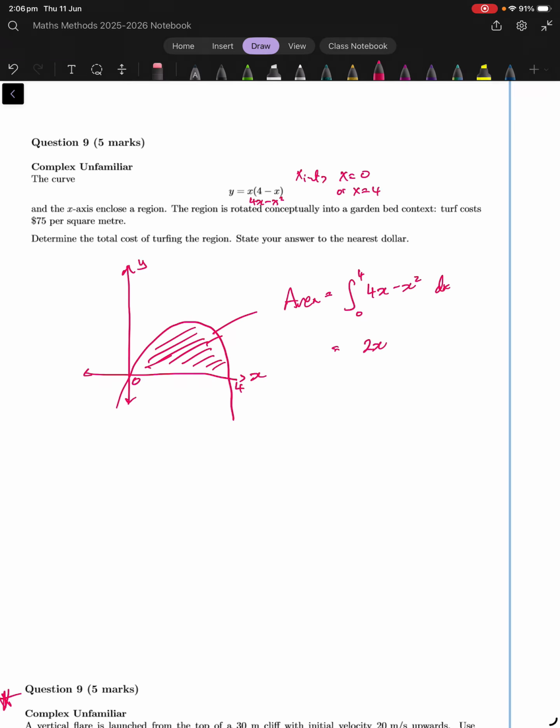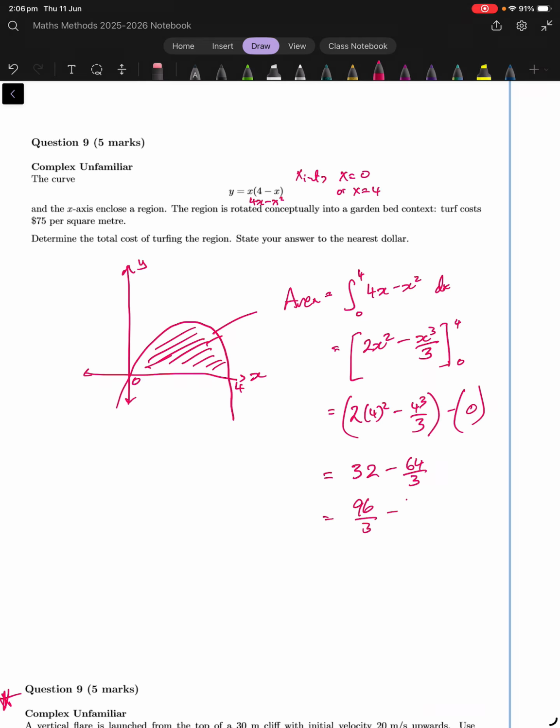So it's going to become 2x squared minus x cubed over 3. And I'm going to substitute in 4 and 0. 2 times 4 squared minus 4 cubed over 3. And then I subtract what I get when I substitute in 0. Well, when I substitute in 0 for this, it's all 0, so that's nice. So that's 32 minus 64 over 3, which is 96 over 3 minus 64 over 3, which is 32 over 3. Said the units were in meters, well it's implied they're in meters.